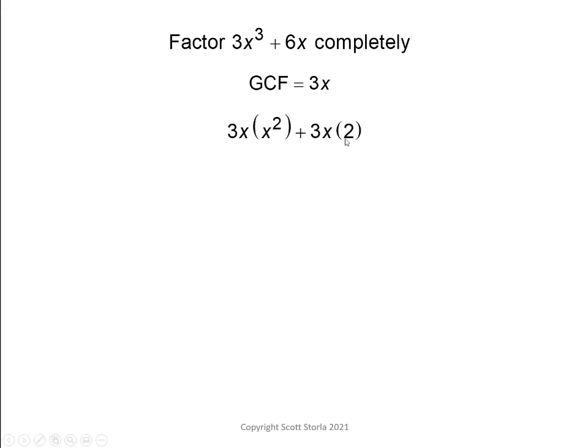After rewriting my binomial, here's my 3x cubed. Here's my 6x. I can factor out my GCF, and I'm left with x squared plus 2. Distributing shows that my work is correct.